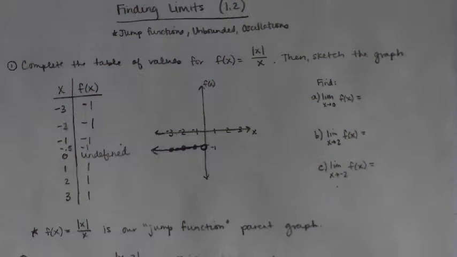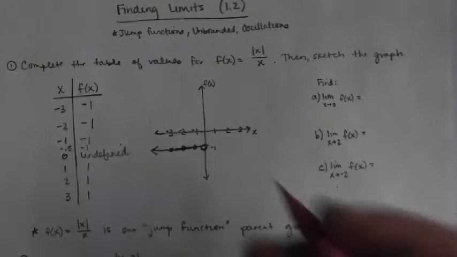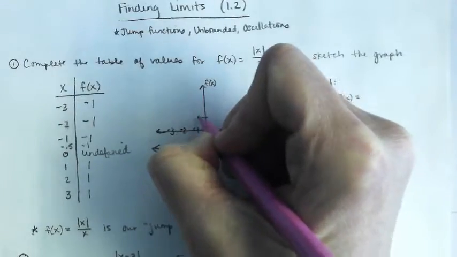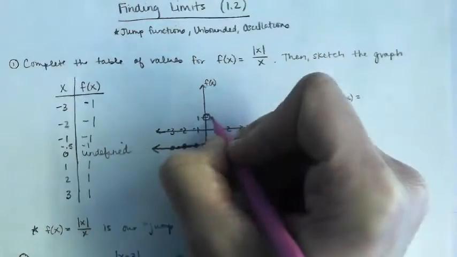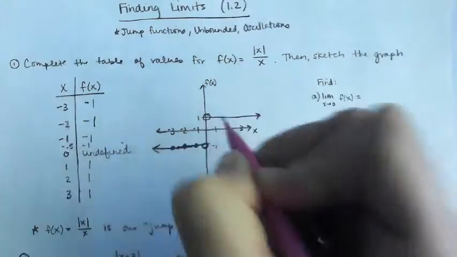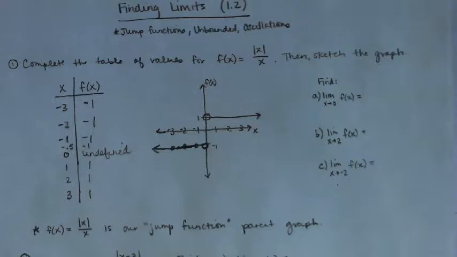And then once we get into the positives, same thing is going to happen. It's just we'll be at +1. Open circle at 0 still, but then a +1. So this is what we would consider the parent graph of this function.